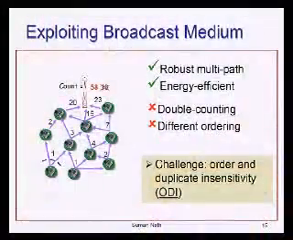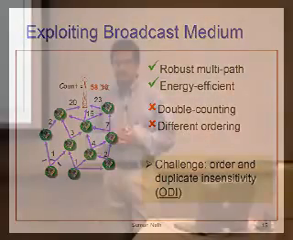And this is not the only problem. For some aggregates, ordering is also important. And since there are multiple different paths a data can take to reach the base station, the ordering can be different. So those are the problems. That's why people don't use multipath in traditional aggregation schemes.